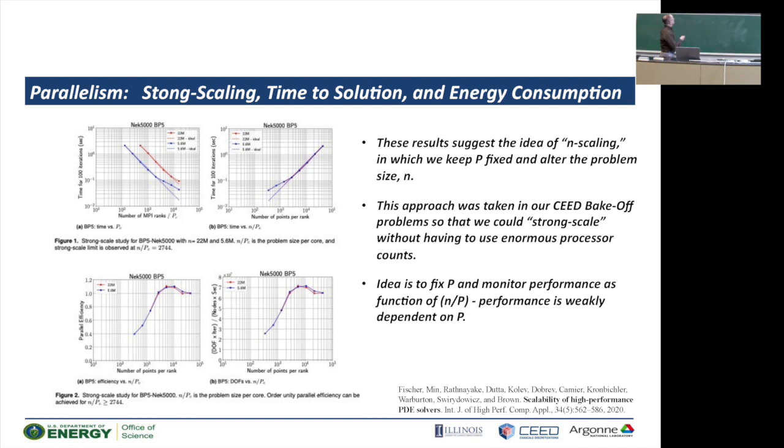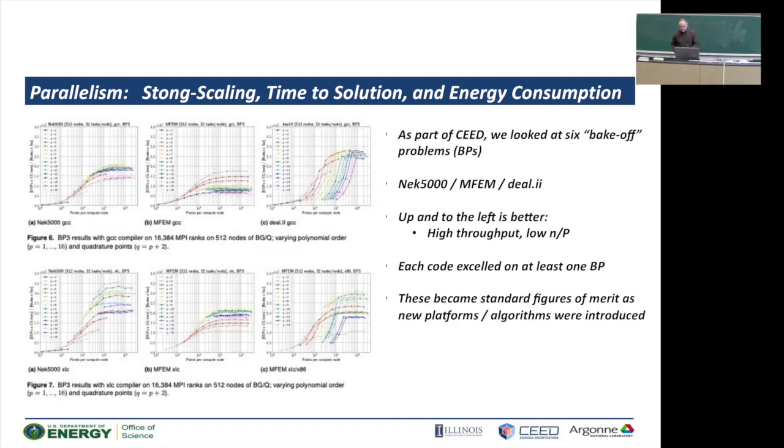Okay, and so for our whole CEED project, this became the general figure of merit, DOFs versus number of points per rank. And so we call that N scaling. You know, this P is fixed, and it's not exactly weak scaling, it's more like strong scaling. Okay, and so here are some of the results from that paper.